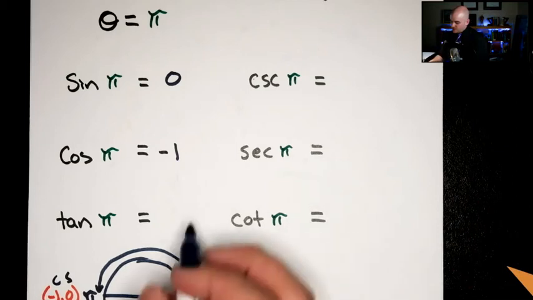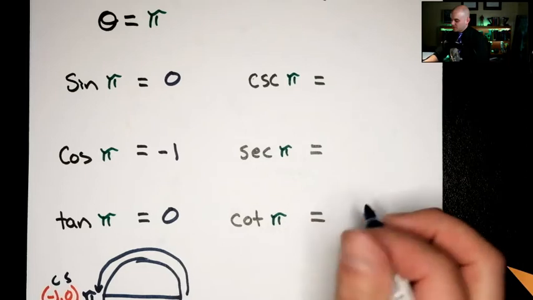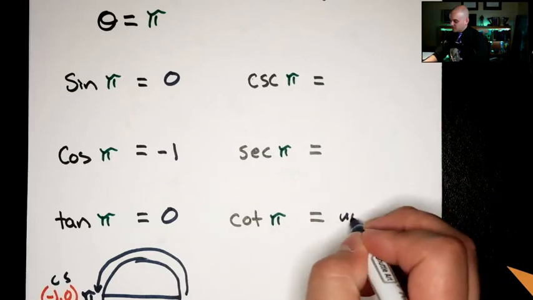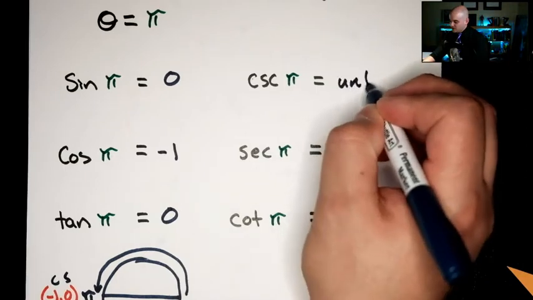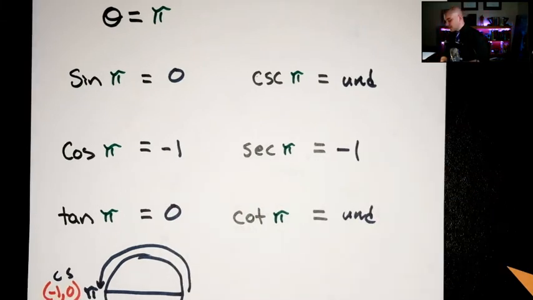The tangent here is still 0 because the slope of that line is 0. When I flip this, I'm going to get undefined. When I flip this, I'm going to get undefined again. And when I flip this, I'm going to get negative 1. Almost like the last one because the sine and the tangent were the same there, but the cosine changed, so we see a change there at negative 1.